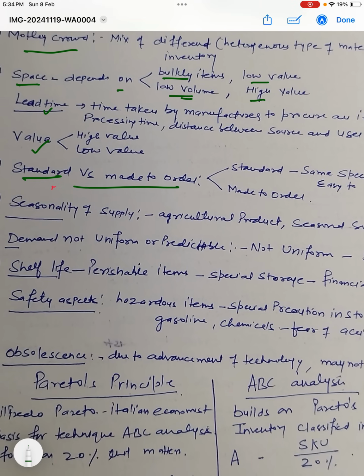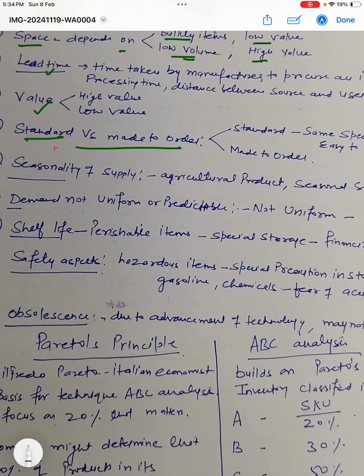Seasonality of supply: if the product is of agricultural nature, in some seasons we have supply and in some seasons we don't, so you need to keep more inventory. Demand: if demand is not uniform throughout the year, then we need to keep less inventory. But if demand is predictable, that this much demand will definitely be there, then you can go with more inventory.